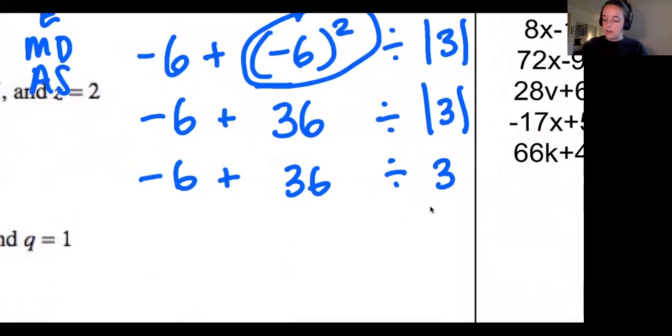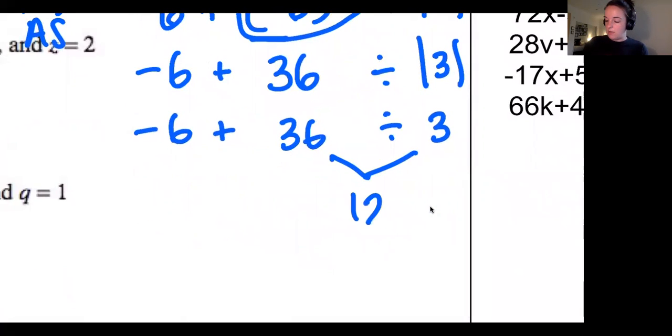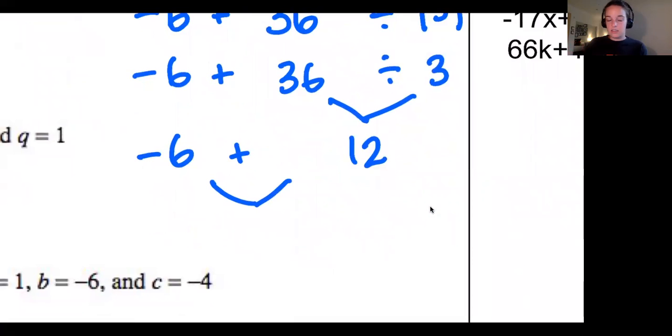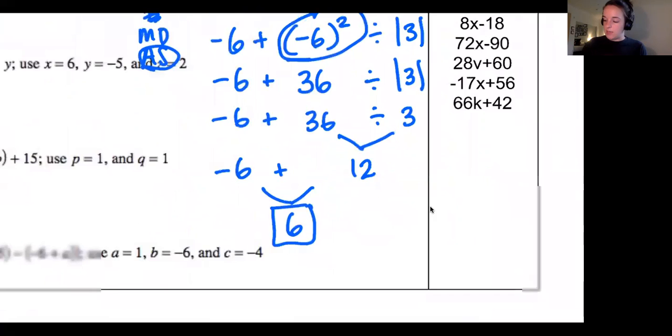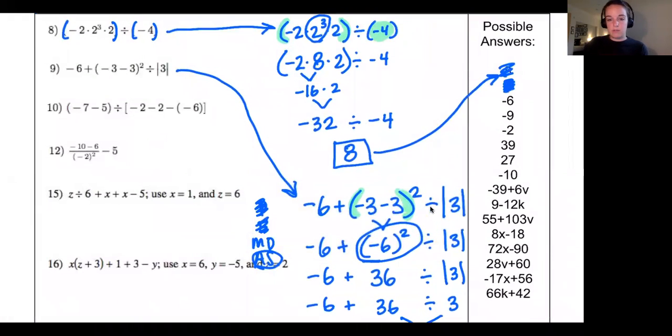And then, okay, so I dealt with exponents. I have just numbers here, so multiplication and division come next. So I'm going to do this part. 36 divided by 3 would be 12, still plus that -6. And finally, adding and subtracting, this would be 12 minus 6, which would be +6. I'm going to check my answer key. I see that there is a +6, so I can cross that one off.